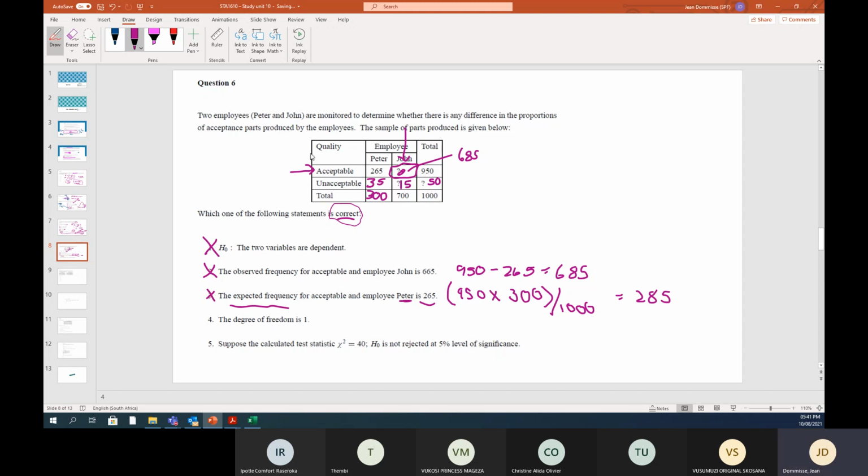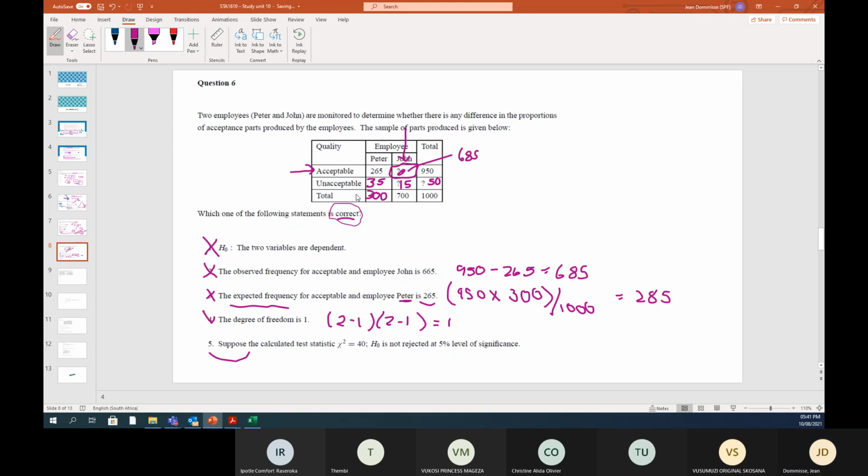Degrees of freedom. Okay, so we have accepted and unaccepted, so we've got 2 minus 1. Peter and John, so that's 2 minus 1. So 2 minus 1 and 2 minus 1 is 1 times 1. 1 times 1 is 1. So our degrees of freedom is equal to 1, and that is a correct one. But let's just look at the next one.